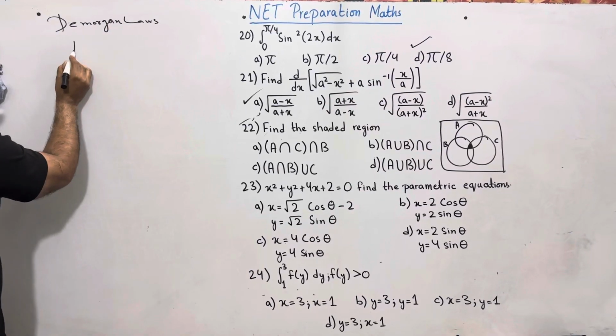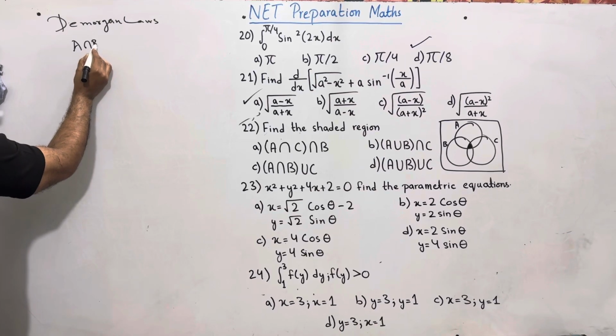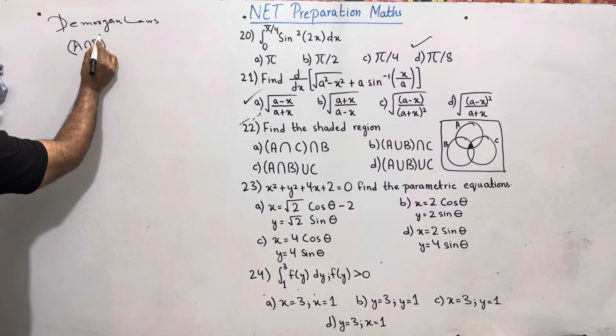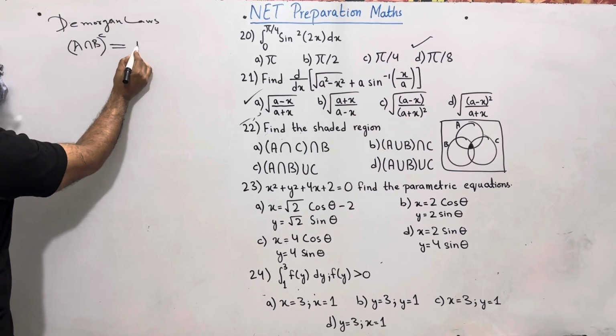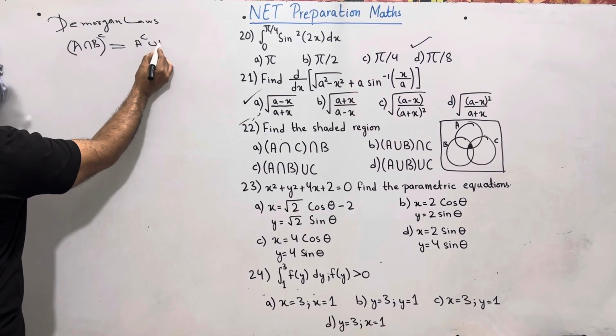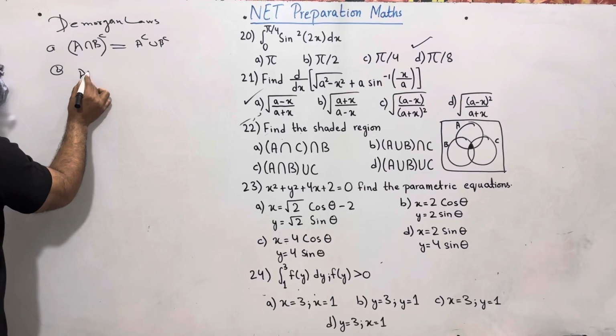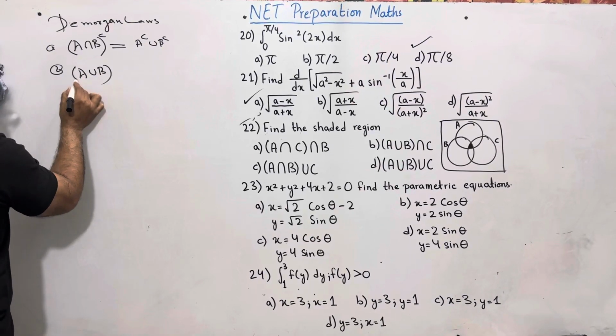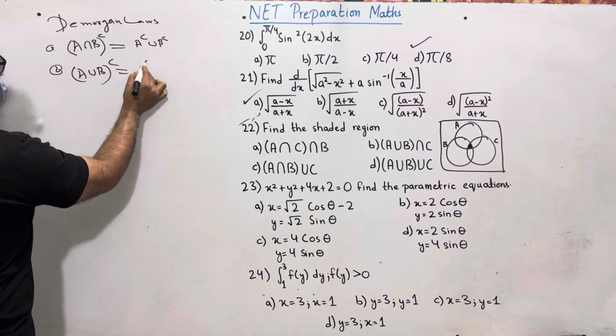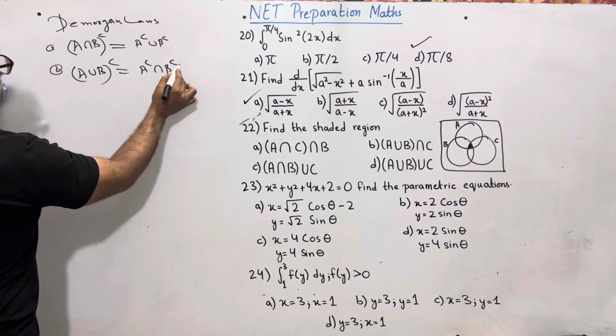A intersection B whole complement is tantamount to A complement union B complement, while the second law is A union B whole complement is equal to A complement intersection B complement.